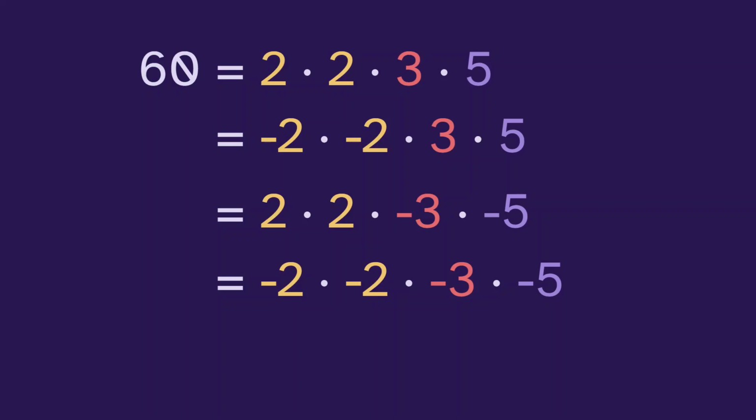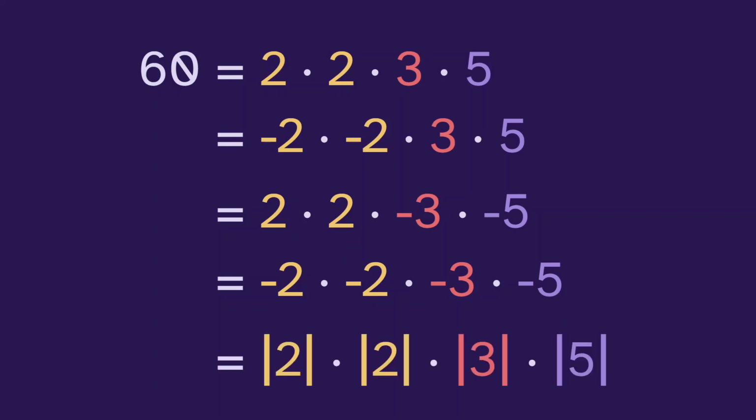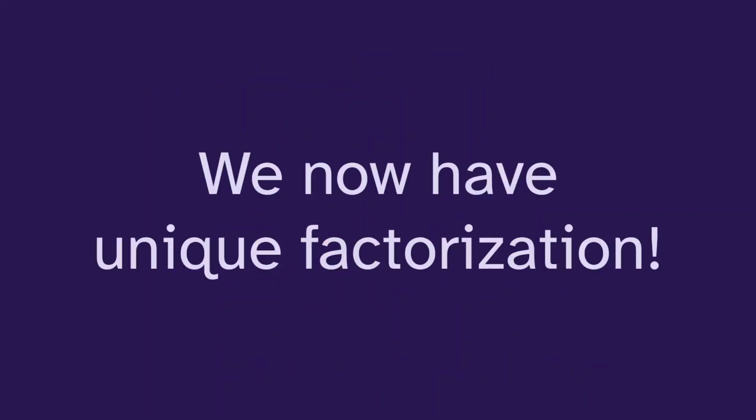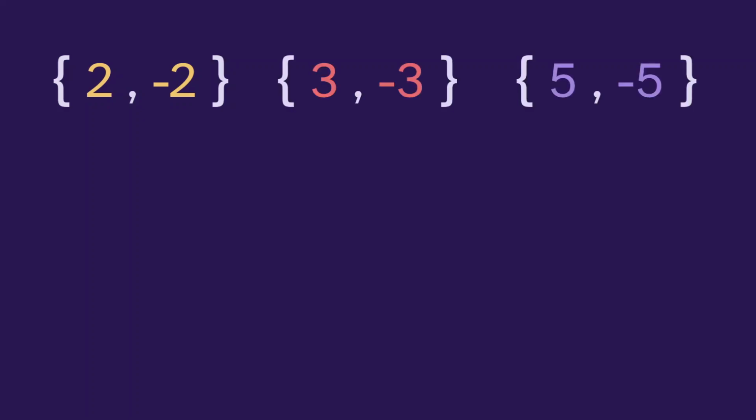And earlier, we said we could ignore the order, so maybe we could also ignore the sign. We can say the unique factorization is something with absolute value 2 times something with absolute value 2 times something with absolute value 3 times something with absolute value 5. And we've done this for 60, but the same holds for any number. By tweaking the rules to take either positive or negative, we now have unique factorization. And essentially what we've done here is grouped together 2 and negative 2, and 3 and negative 3, and 5 and negative 5, and we do the same thing for all primes.